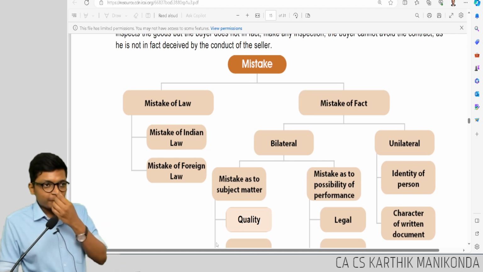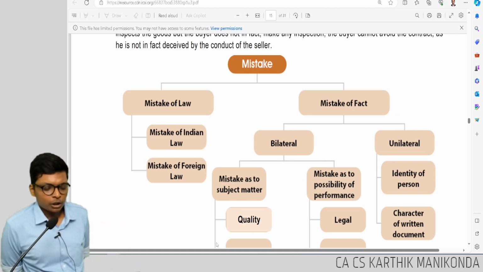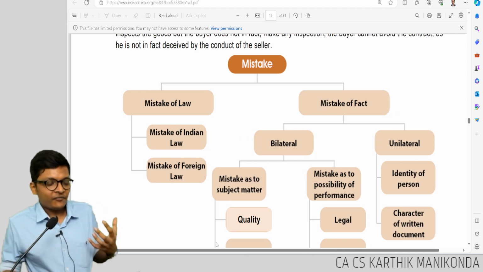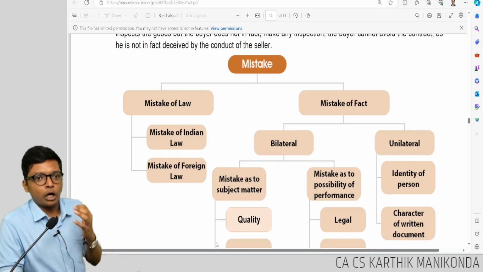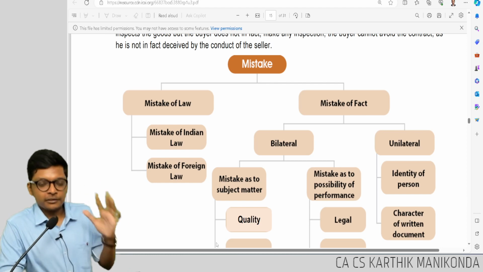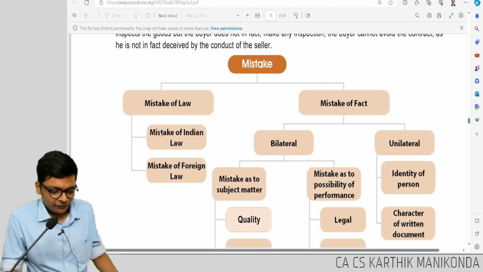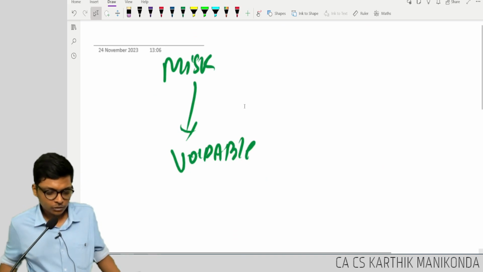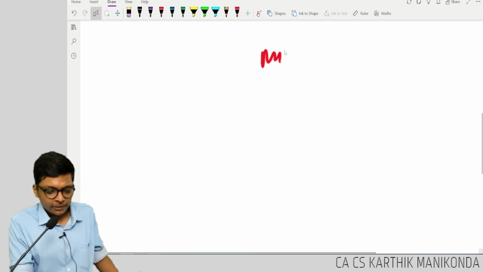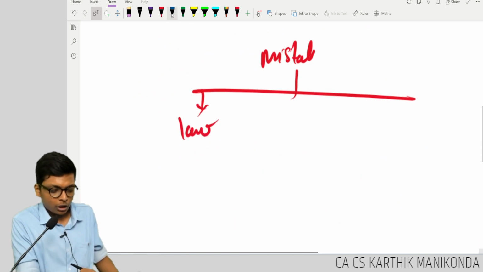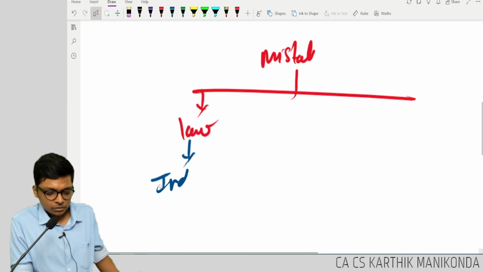There are 2 types of mistake. With this we'll go for break. Last one, 2 types of mistakes: mistake of law, mistake of fact. If there is mistake of law, contract is valid. I can't write here, but this mistake of law, when it's valid, is not there in the book. So we should know that mistake of law, if it's Indian law, contract is valid.